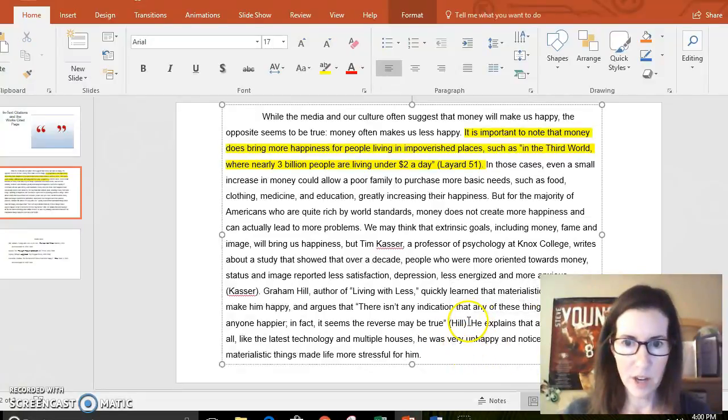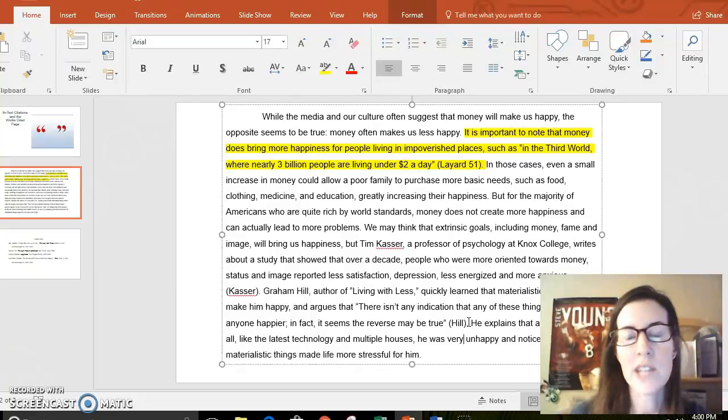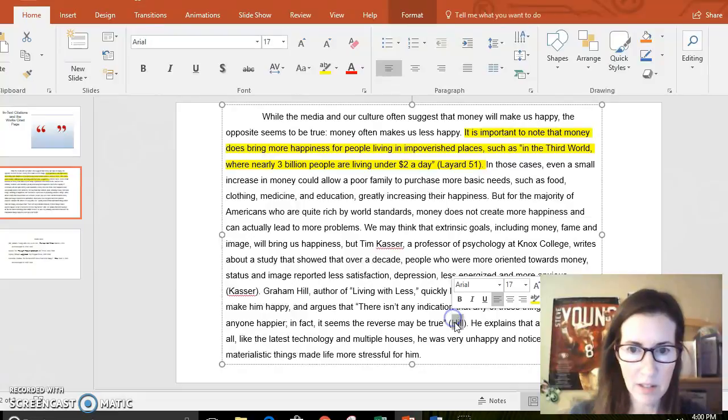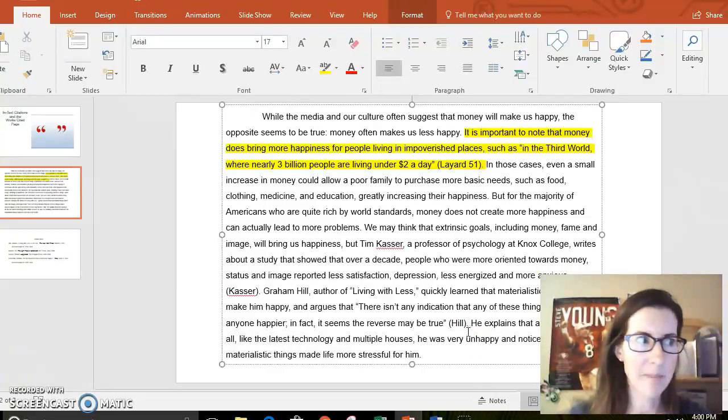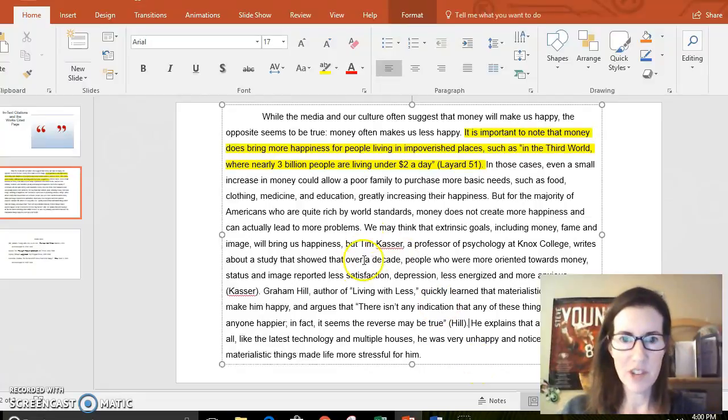Also, if there was no author's name, so let's say that we had an article that didn't have an author's name, but would just have the article title, then this would be just the article title rather than the author's name here. But in this case, we know who the author is, so we're going to include the author's last name. All right, so we have the introduction to the quote. We have the quote itself, and we have the citation. Are we done yet? No, not quite yet.